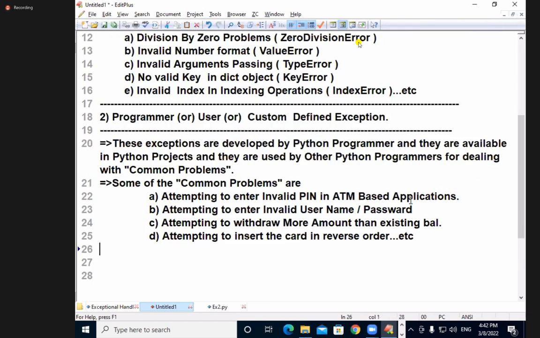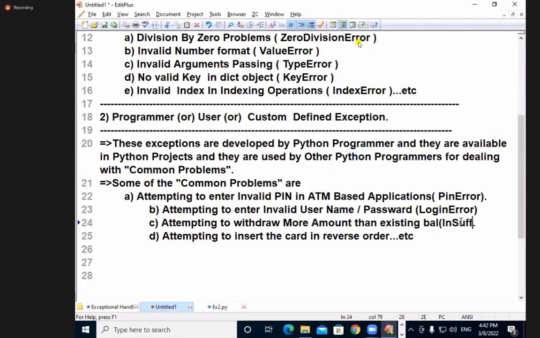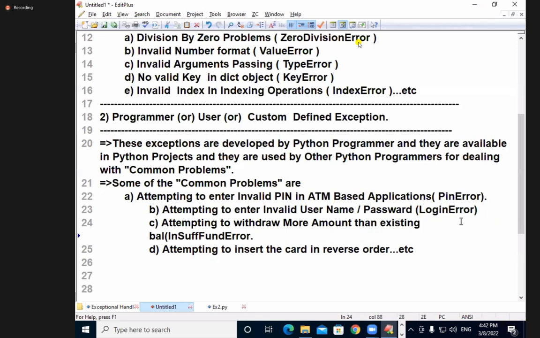So I hope that for this, for example, my dear students, I will develop very shortly. I will enter pin error. See how I am developing pin error. So P capital, E capital. It should look like a predefined class. Next is called what? Come on, what error is it? Login error. I will develop my own class like login error. I will develop like what here? Insufficient fund error. Right or not? Insufficient fund error. It is one type of exception.